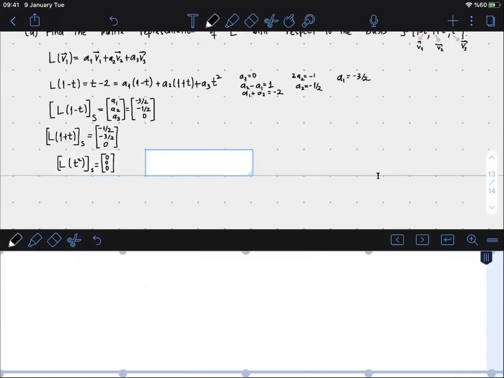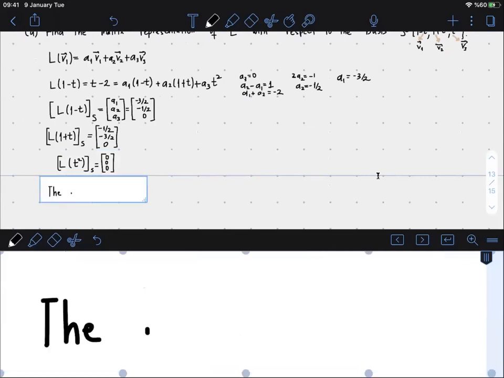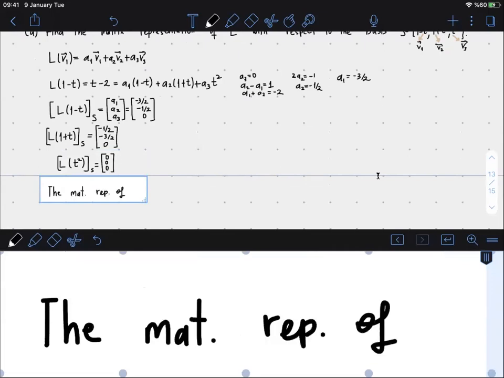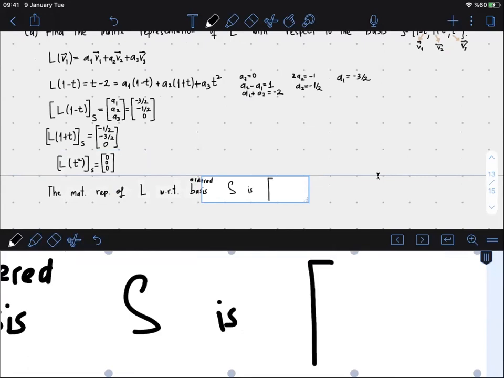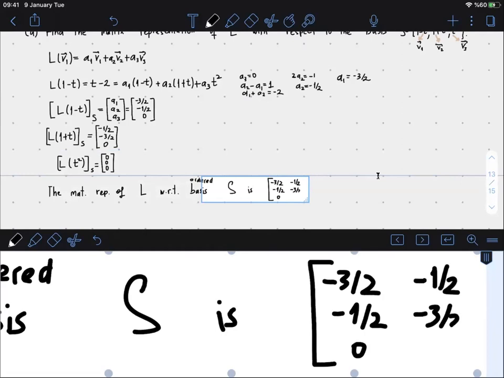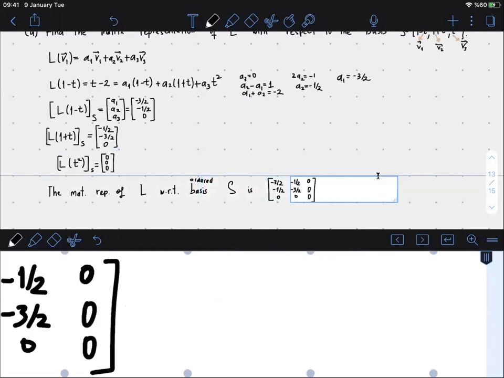Okay, so the matrix representation of L with respect to basis S. This is an ordered basis, right? We discussed this ordered basis. It is the matrix whose first column is the vector minus 3 half, minus 1 half, and 0. The second column is this vector, and the third column is 0, 0, 0. This is the matrix representation of this linear operator L with respect to this basis S.